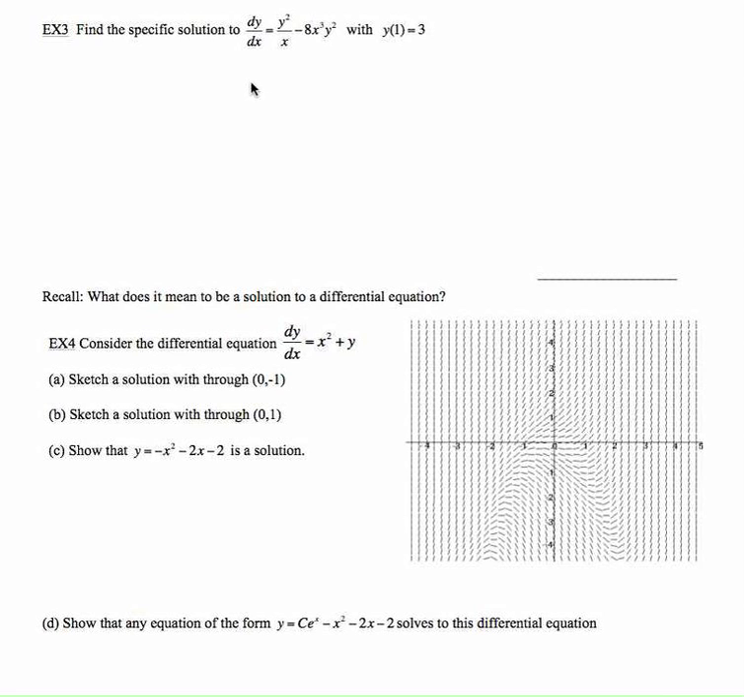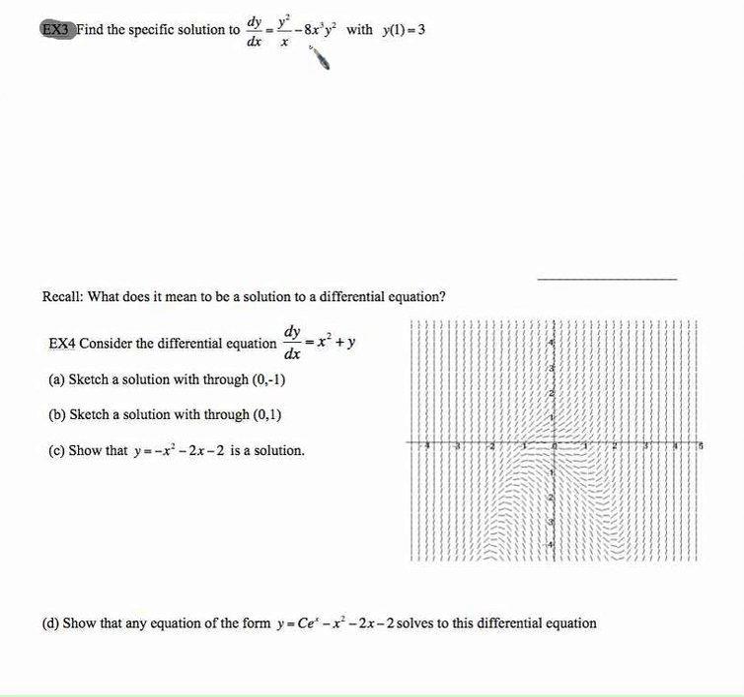Okay, so example 2 was a qualitative approach. Qualitative because in example 2 we used a slope field to look at sort of the flow of the function. To do example 3, we are going to go back to the quantitative approach.